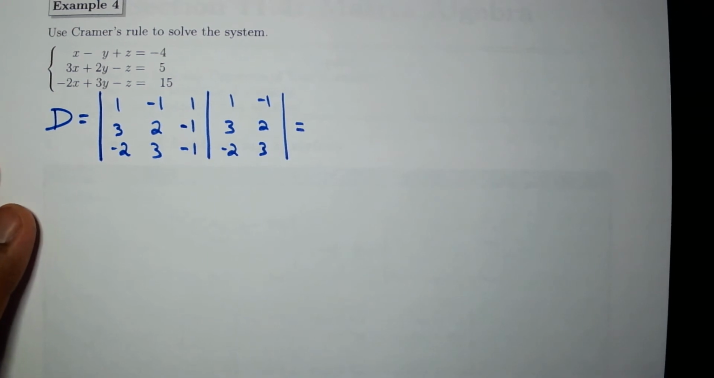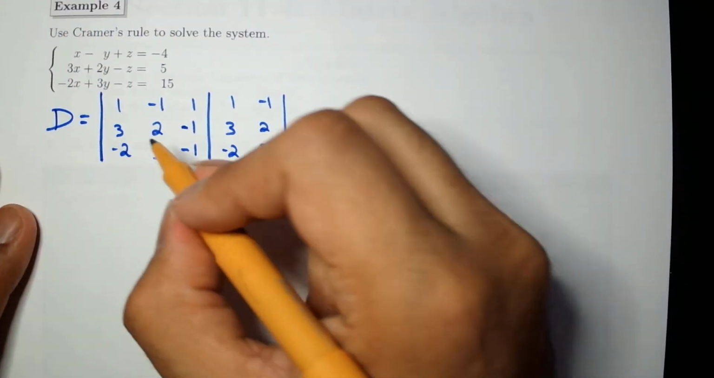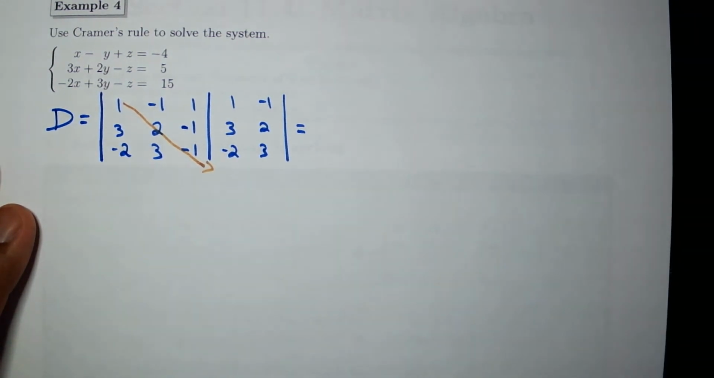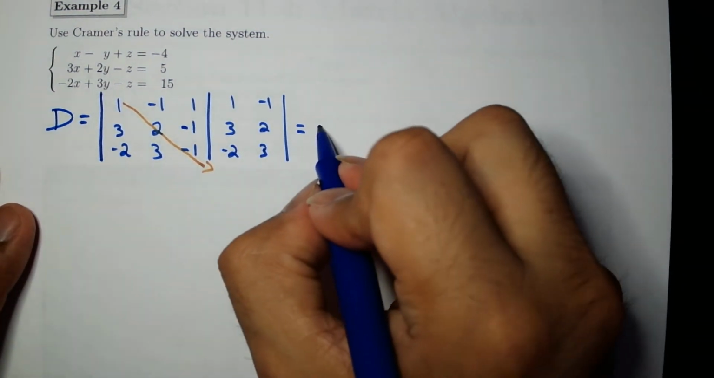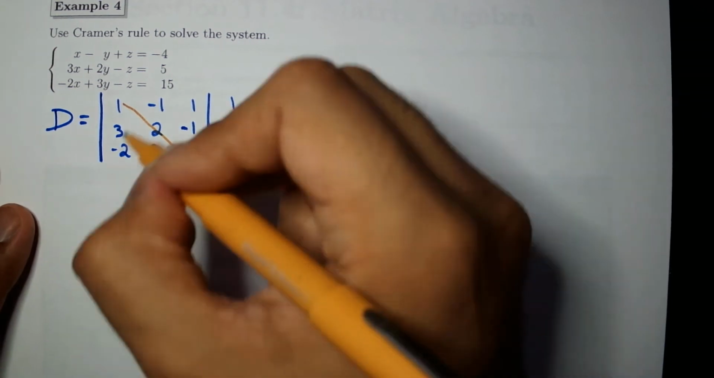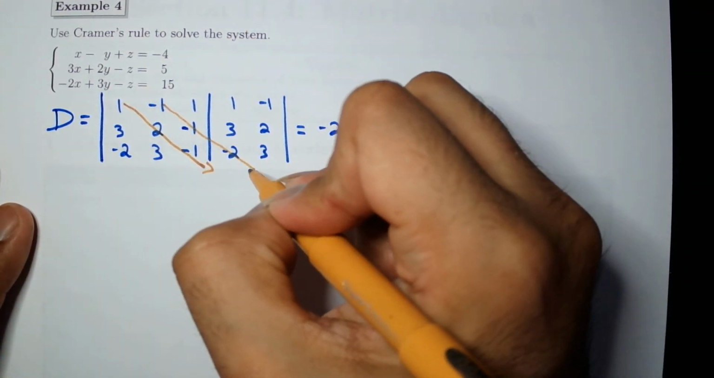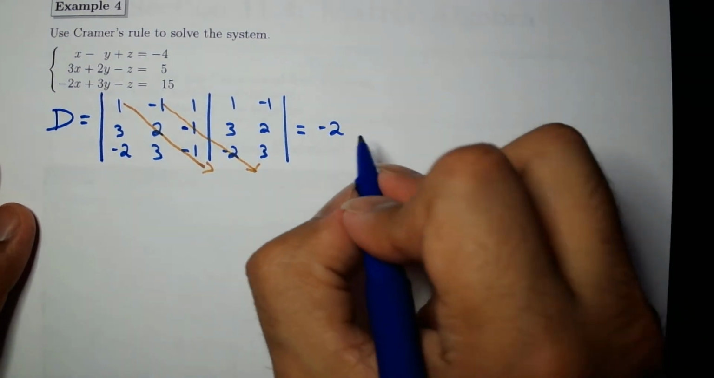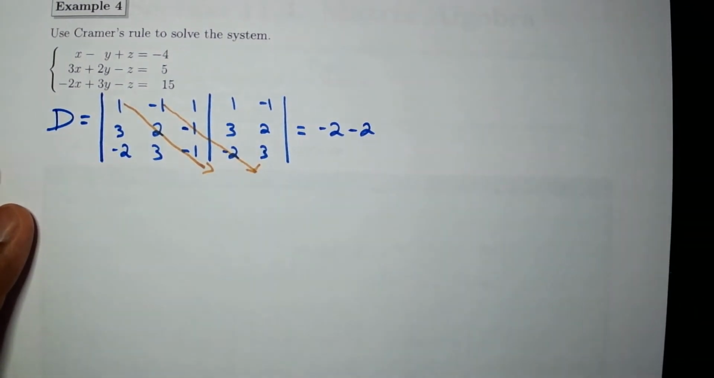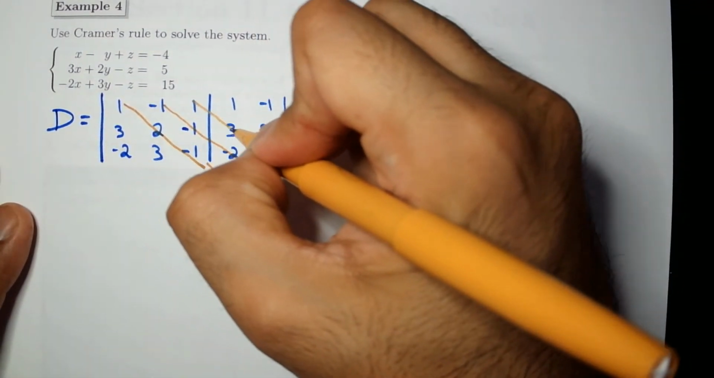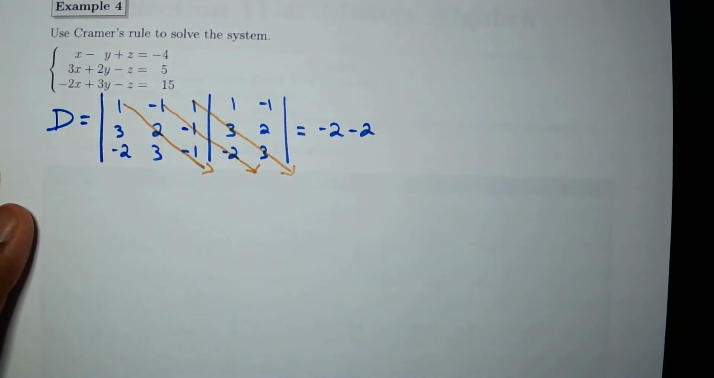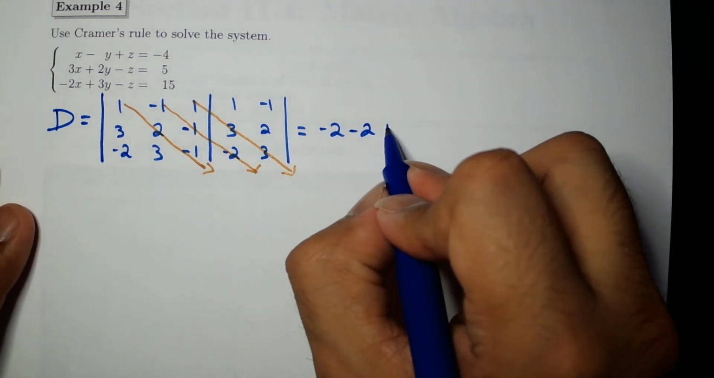So let me multiply in this direction. 1 times 2 times negative 1, that's going to be negative 2. And then negative 1 times negative 1 times negative 2, that's going to give us negative 2. And then the third, that's going to be 3 times 3, which is positive 9.